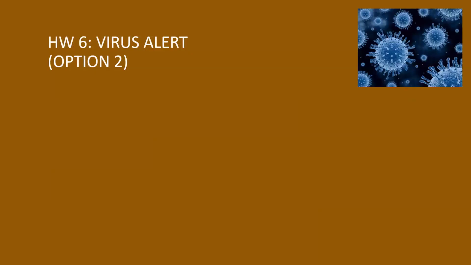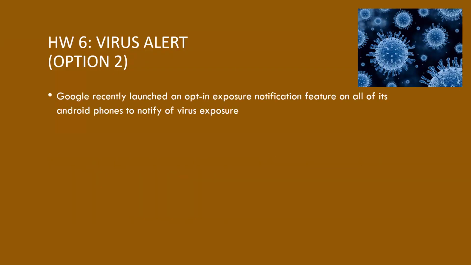Virus alert. This is probably one of the more fascinating but challenging ones, but it very much mirrors what was going on with COVID, right? So I don't really know exactly how Google did this, but here's our story. Google recently launched an opt-in exposure notification feature for all of its Android phones to notify people of their exposure to someone with a virus, okay?